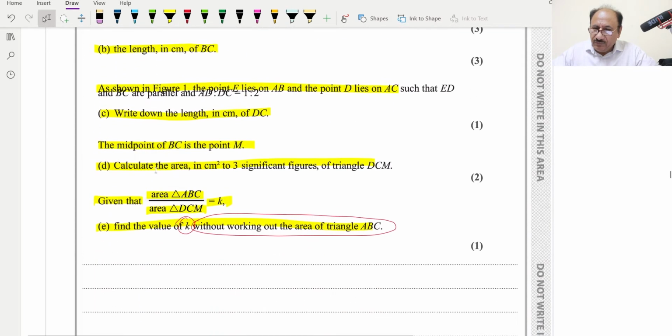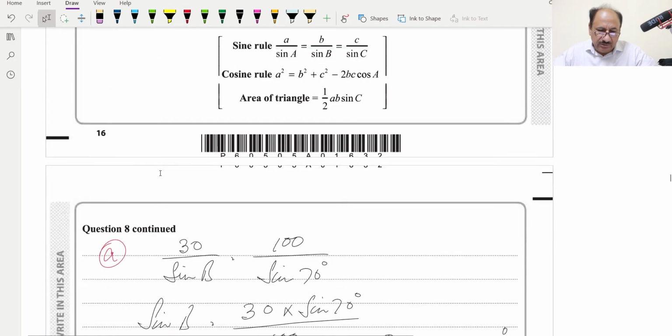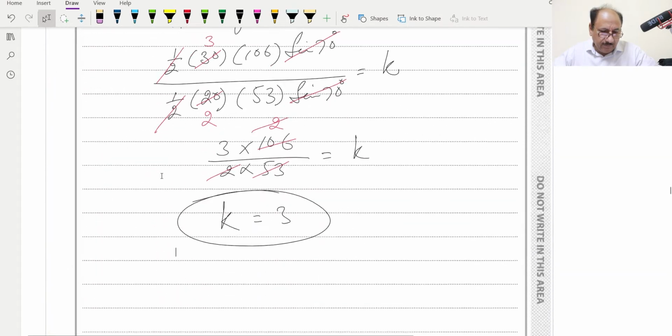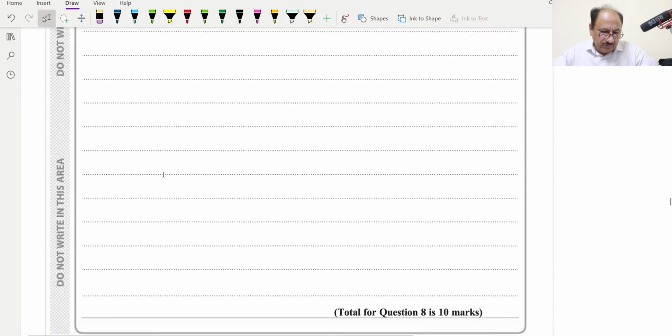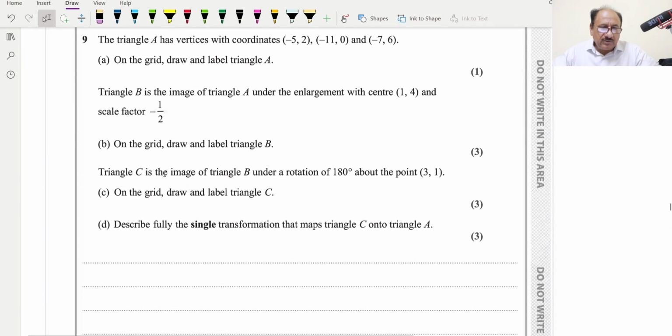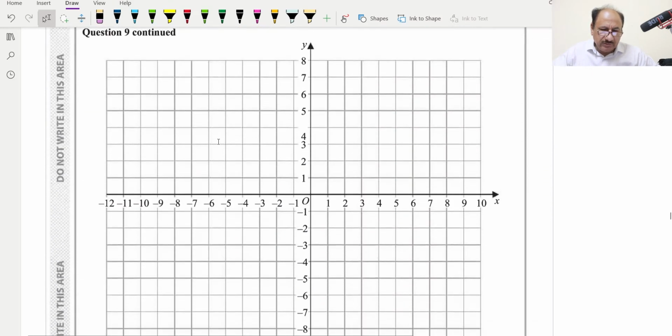10 more questions. This was a good question. Now question number 9. A triangle A has vertices with coordinates these. So these are the coordinates given on the grid. Draw and label the triangle A. So we have to label this triangle. We will be using this grid.